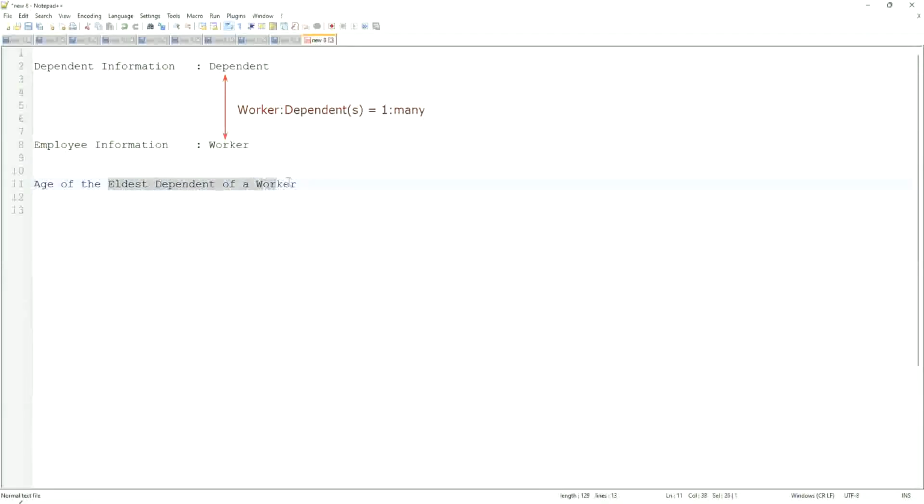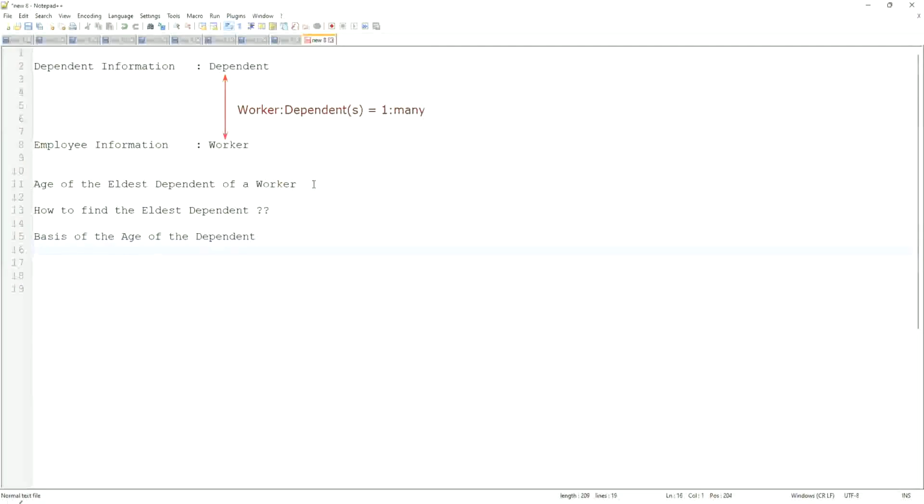Now, eldest dependent. One worker may have many dependents. When you have multiple dependents, how do you find the eldest dependent? Based on what? Based on the age. Based on the age of the dependent. If I say how to find the eldest dependent, first of all, we will find it on the basis of the age of the dependent. Correct.